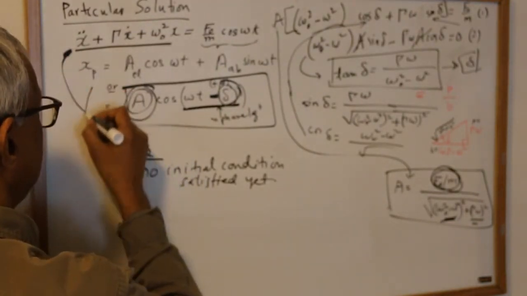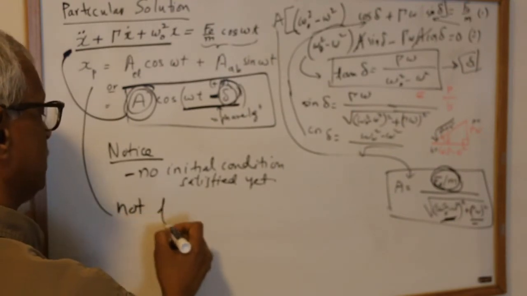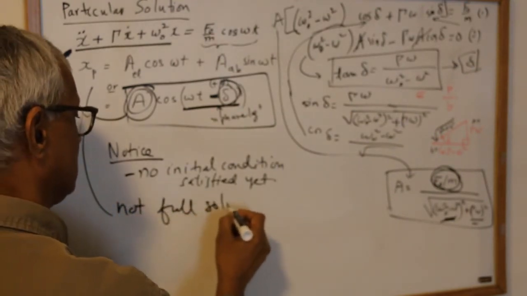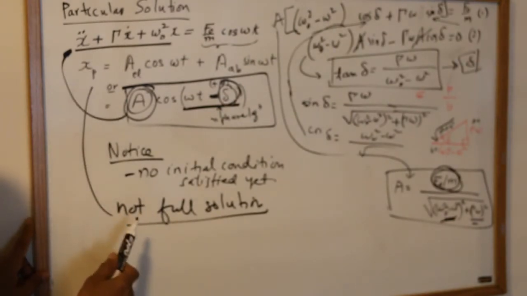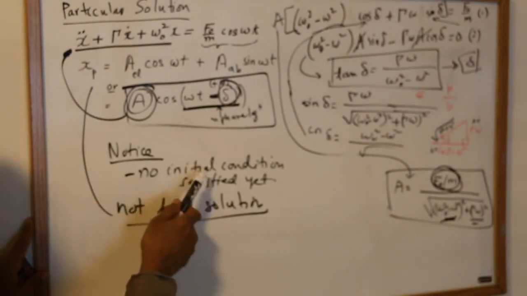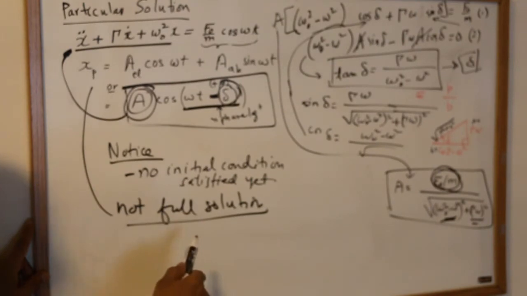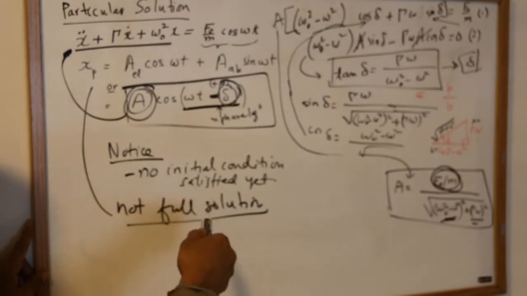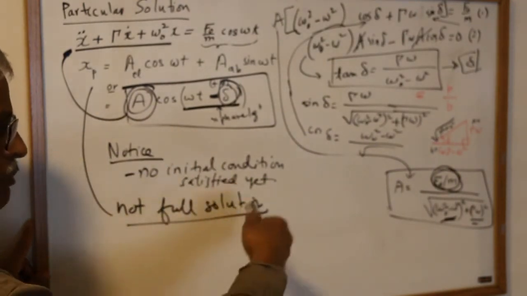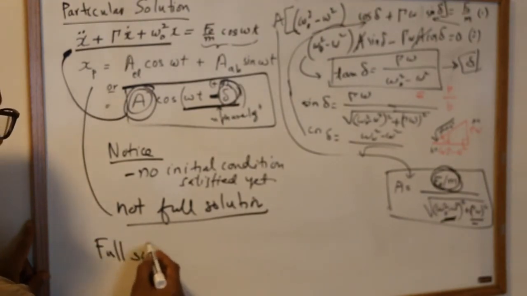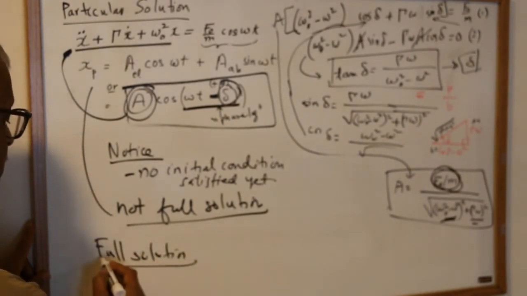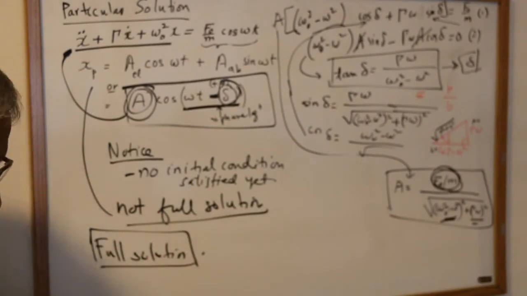So this is not the full solution. The full solution will give us a place where I can use the initial condition, and tells me how oscillators started in different ways will behave in time. Okay, so next we're going to talk about the full solution. We can stop here.